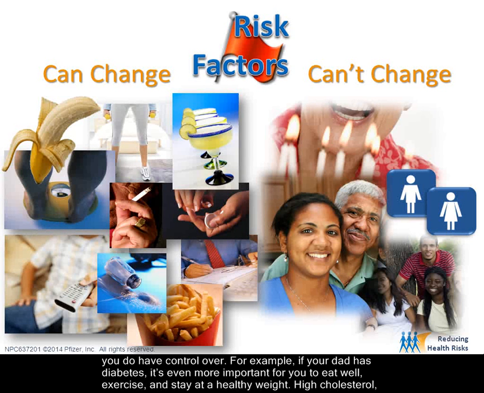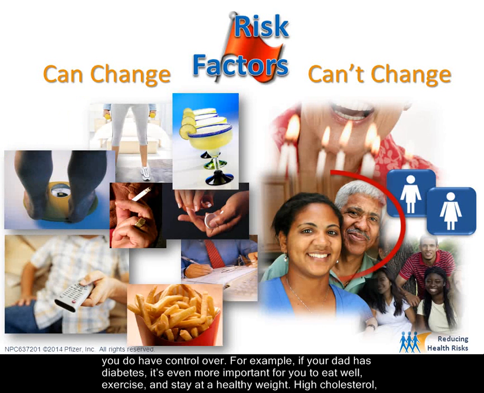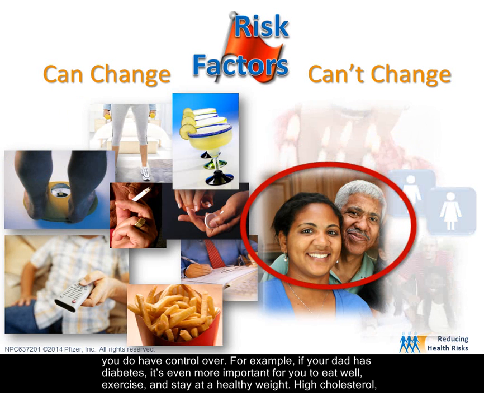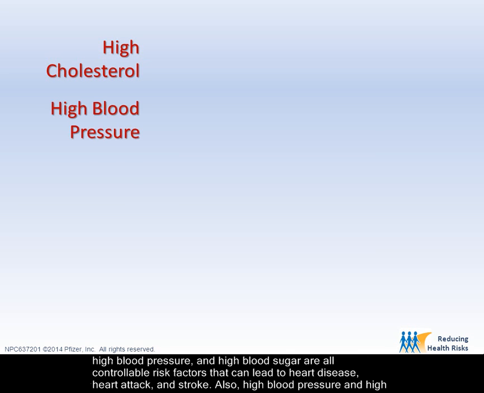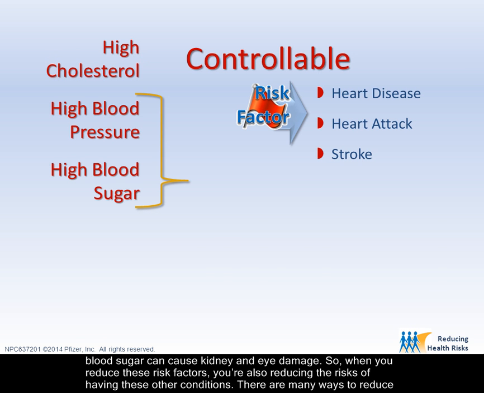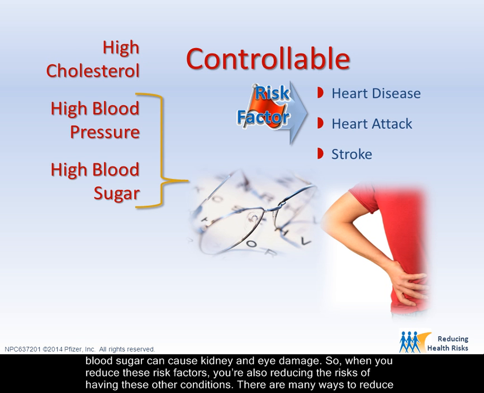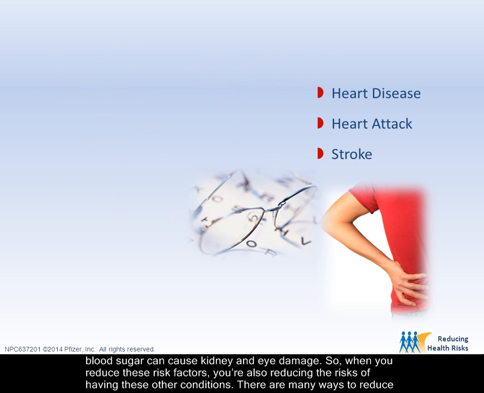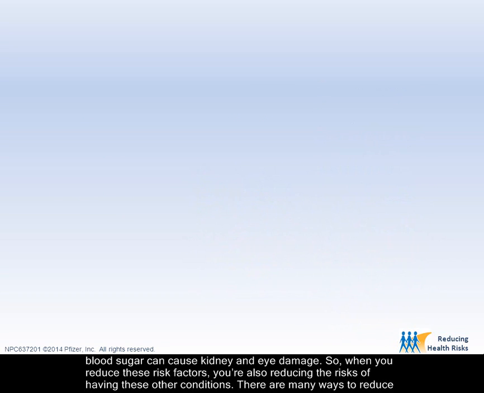control over. For example, if your dad has diabetes, it's even more important for you to eat well, exercise, and stay at a healthy weight. High cholesterol, high blood pressure, and high blood sugar are all controllable risk factors that can lead to heart disease, heart attack, and stroke. Also, high blood pressure and high blood sugar can cause kidney and eye damage. So, when you reduce these risk factors, you're also reducing the risks of having these other conditions.